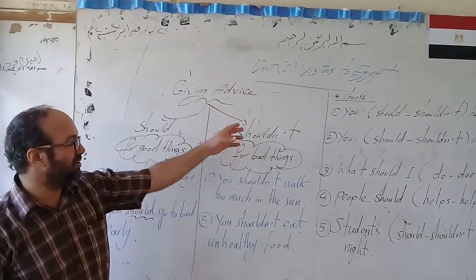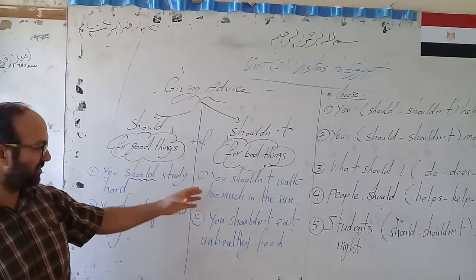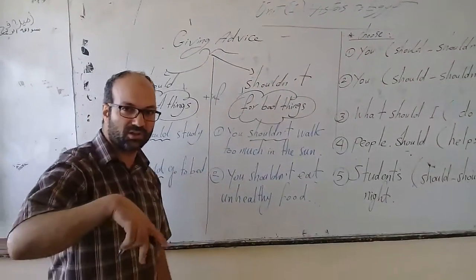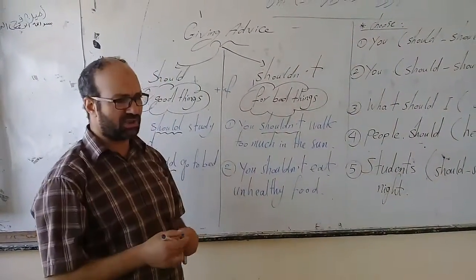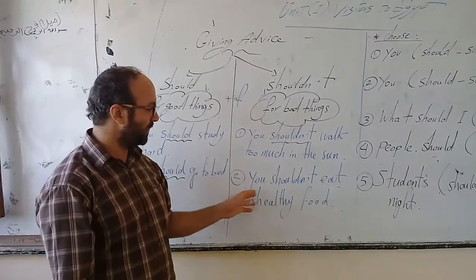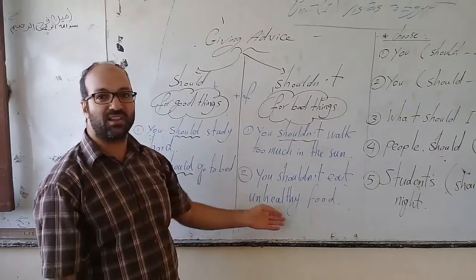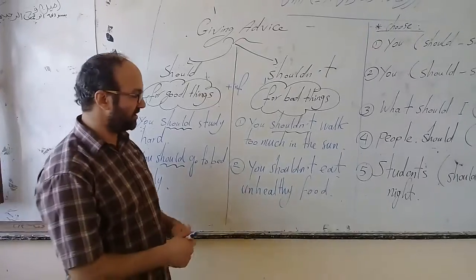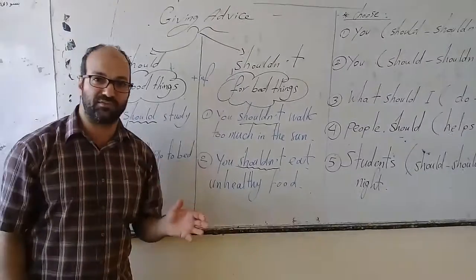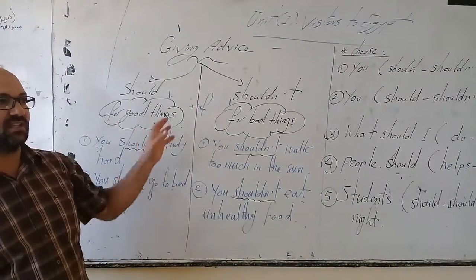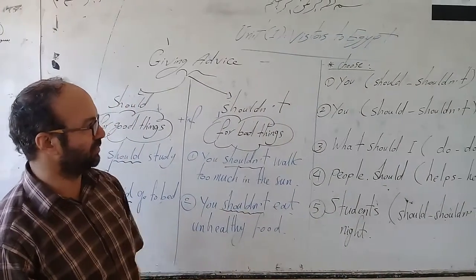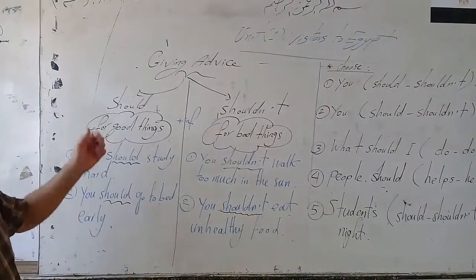For bad things, we use shouldn't. For example, you shouldn't walk too much in the sun. You know the meaning of walk. You shouldn't walk too much in the sun because it's bad for you. Number two, you shouldn't eat unhealthy food, because unhealthy food is bad for your health, as you should eat healthy food. Look here, shouldn't eat unhealthy food. This is giving advice.